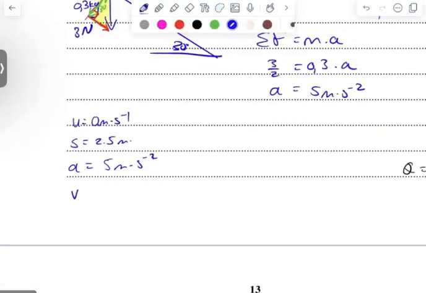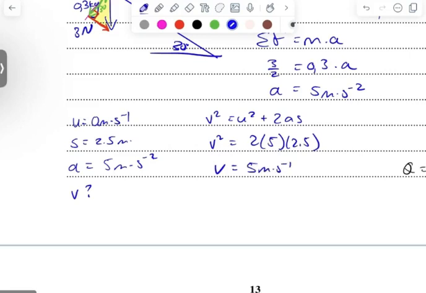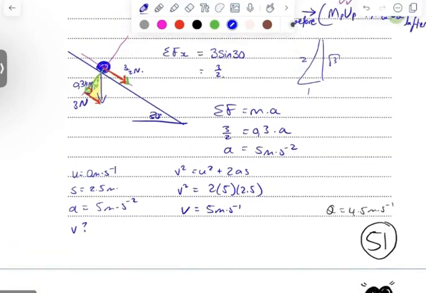So if I want velocity, I'm going to use v squared equals u squared plus 2as. I know my particle starts from rest, so my u squared is going to fall away. Okay, and so my velocity is equal to 5 meters per second. Just remember to square root it to get velocity.